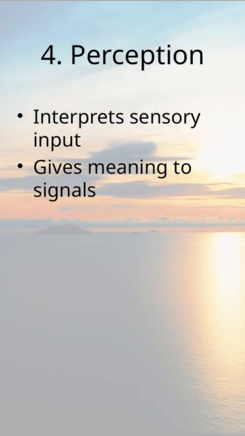Now, let's talk about perception. Perception is essentially how our brain interprets the sensory input it receives. It's not just about detecting signals, it's about giving those signals meaning. For example, when you see a red apple, your eyes send signals to your brain, but it's your perception that recognizes it as an apple and perhaps even makes you think of its taste or how it feels.